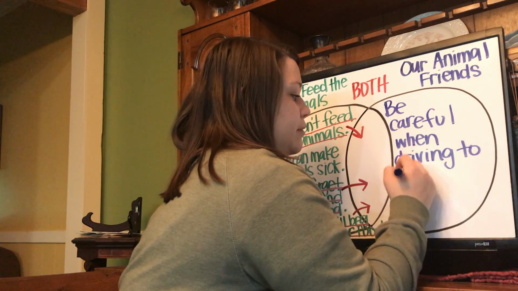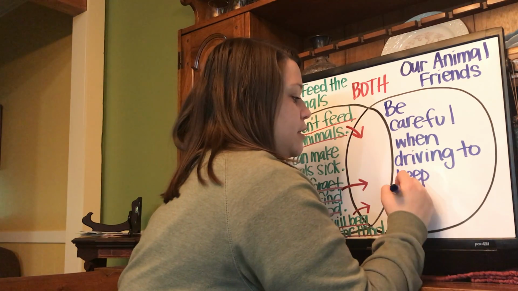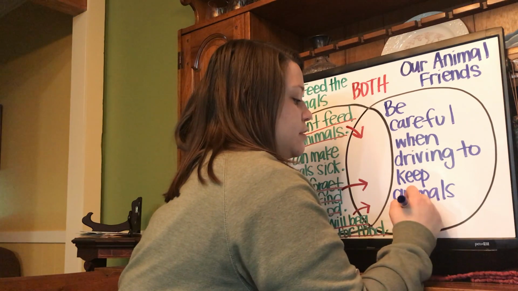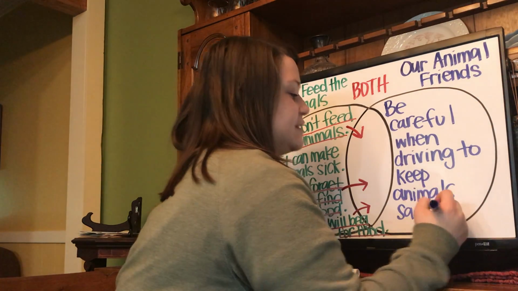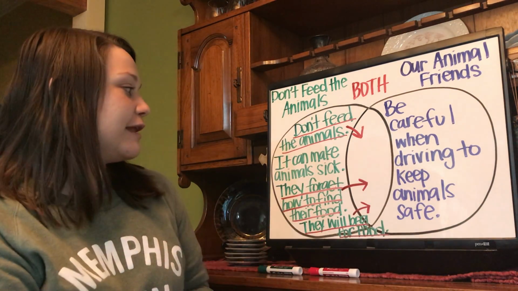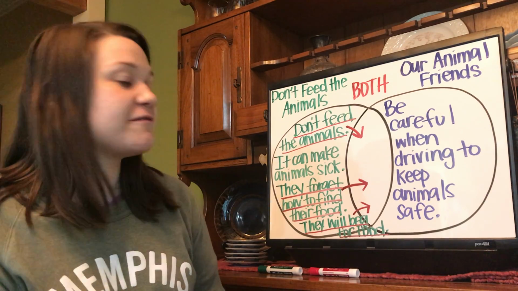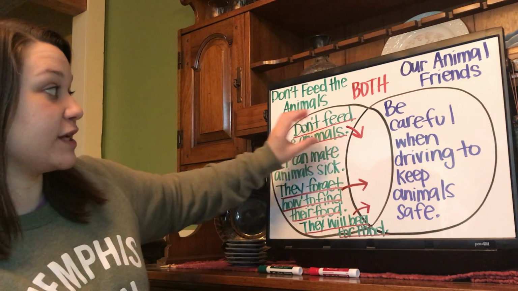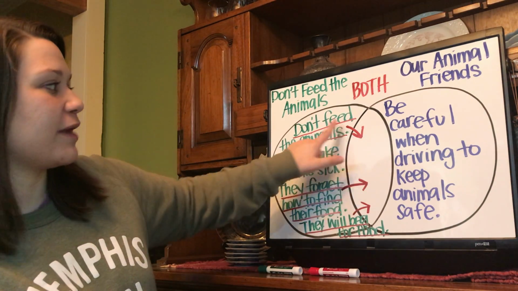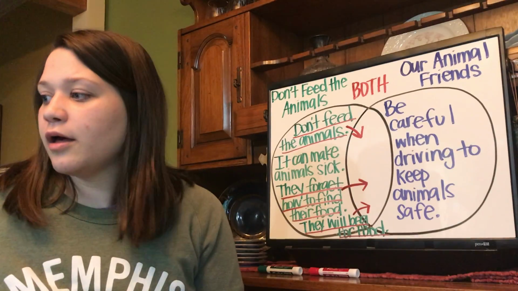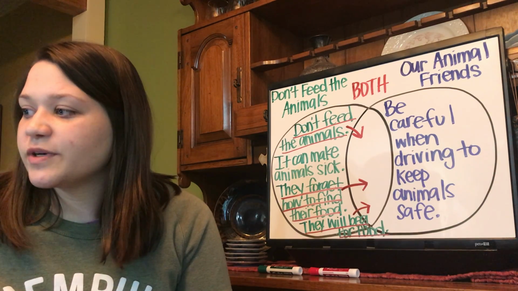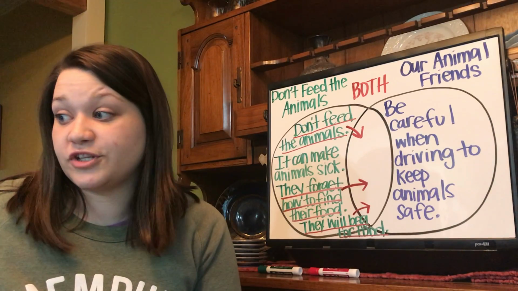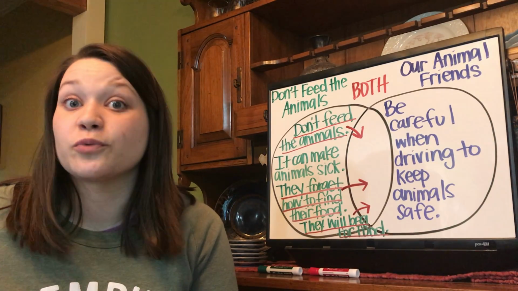To keep animals safe. Okay, now that we have all of our points and we've filled in our Venn diagram, you guys have room on yours to make these points in the middle, but since I didn't have room, I just moved the arrow over. The next thing that we're supposed to do is talk about the important parts in the passage. We've already done that, so you can skip number 2. And number 3 is your writing.